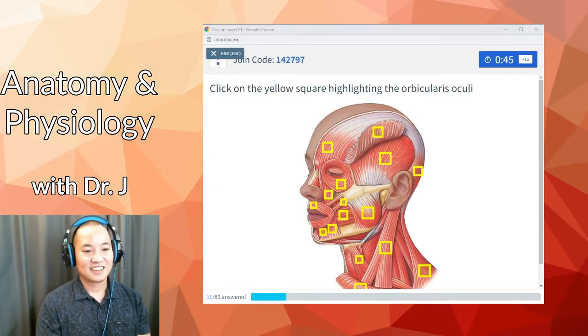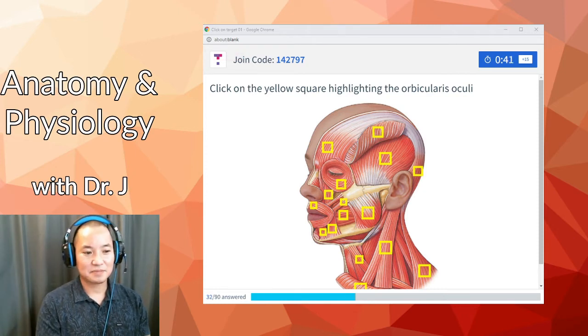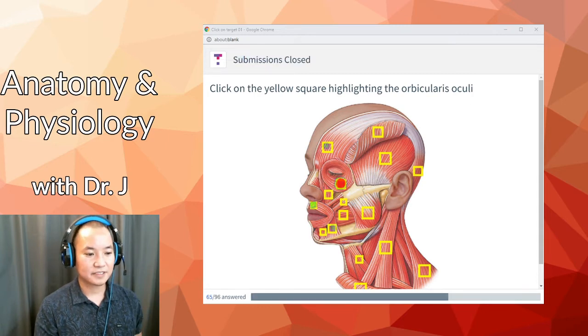So again, this type of question won't appear in the main exam, but if you're answering this type of question during our live questions, click within the yellow box. The muscles are bigger than those yellow boxes, but click on the one that correctly identifies, in this case, the orbicularis oculi. Okay, let's see how everyone did.